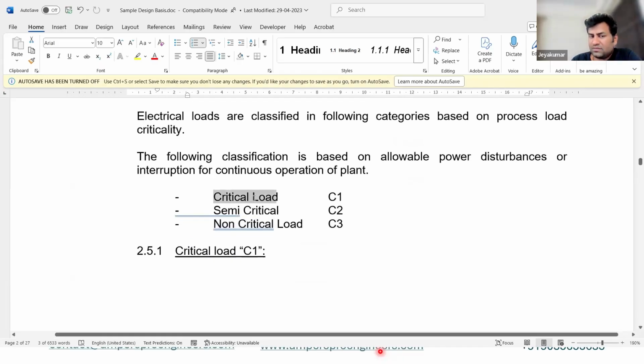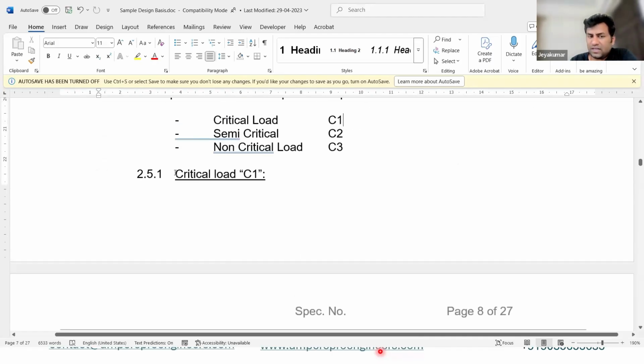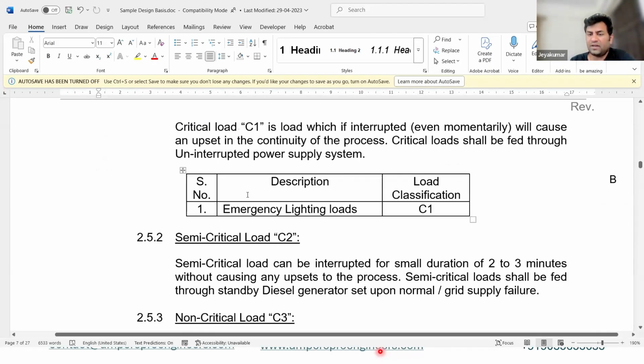Critical load, semi-critical, non-critical. Critical is equal to vital. Semi-critical is equal to emergency load. Non-critical is equal to a normal load, right? You see that critical, how we are defining it here.